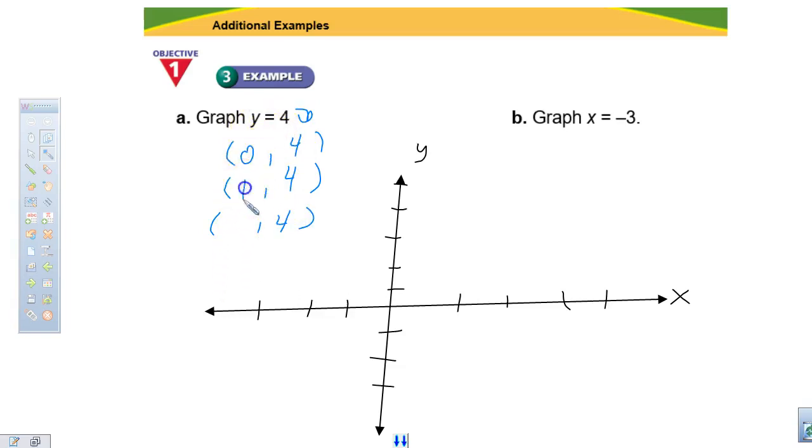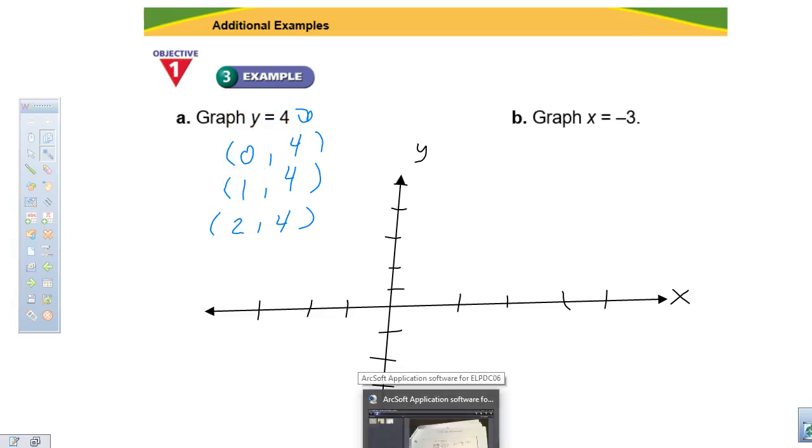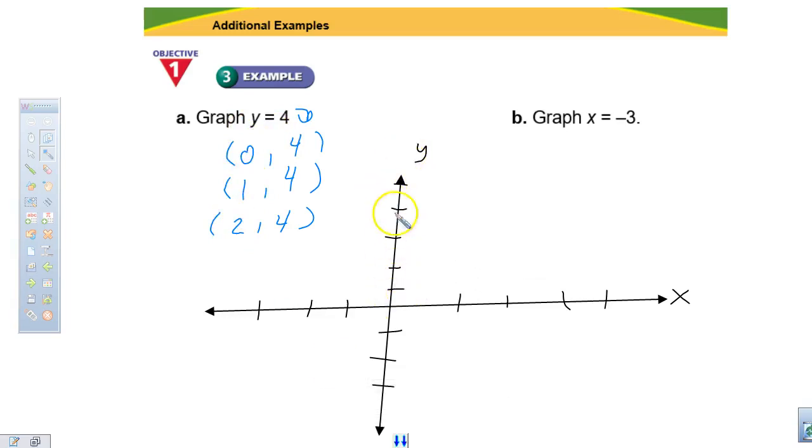So I'm going to do 0, 1, and 2. So I'm going to graph the point (0, 4). I'm going to graph the point (1, 4). And I'm going to graph the point (2, 4). So what type of line do we have here? It's a slope of 0. Very good. This would be a horizontal line, and it should be intersecting your y-axis at 4 because y is equal to 4.